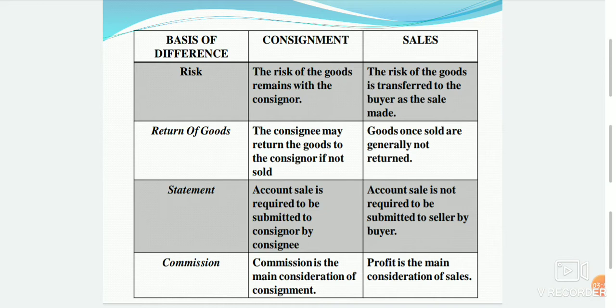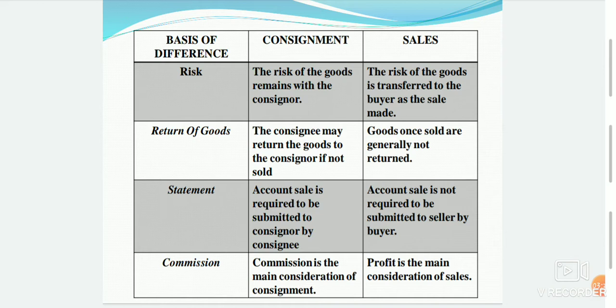Then statement, account sales. In consignment, an account sale is required to be submitted to the consignor by the consignee. For giving details about the goods sold and expenses incurred by him, the consignee sends the account sale to the consignor. In sales, an account sale is not required to be submitted to the seller by the buyer. The buyer need not submit any account sales to the seller.